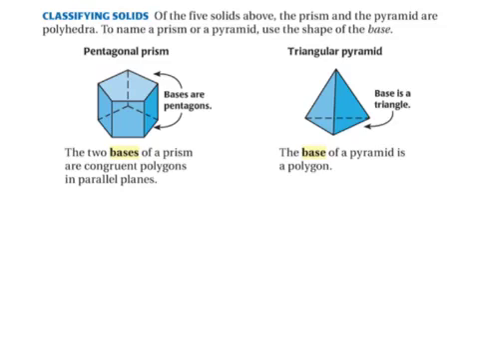Classifying solids, it's the first thing we're going to do. Of the 5 solids above that we just looked at, the prism and the pyramid are polyhedra. To name a prism or a pyramid, we use the shape of the base, what it sits on. For instance, this shape right here is sitting on a pentagon, so this would be called a pentagonal prism.